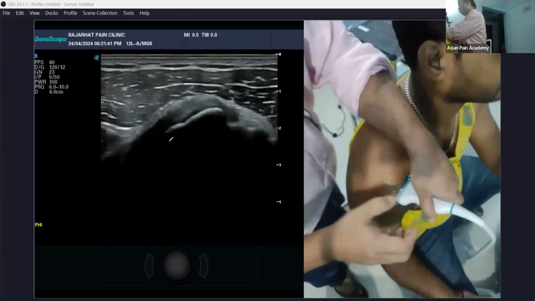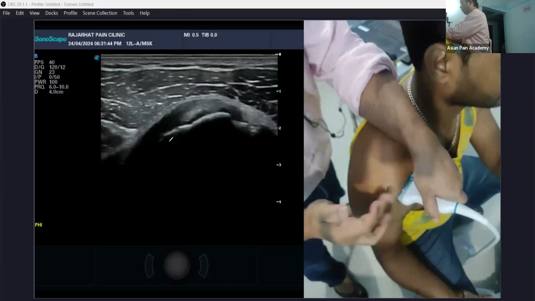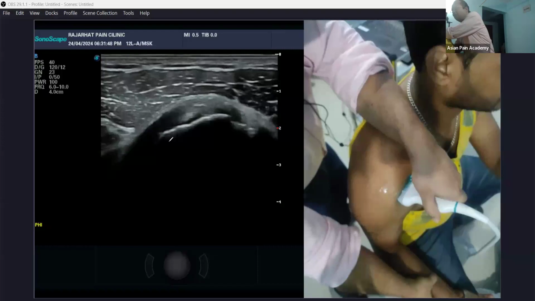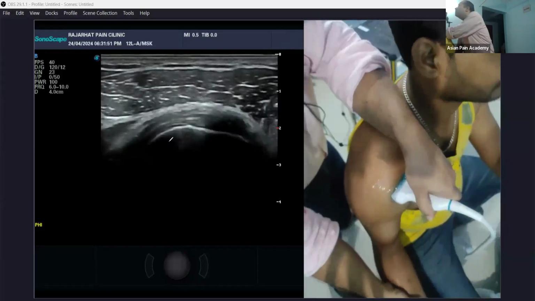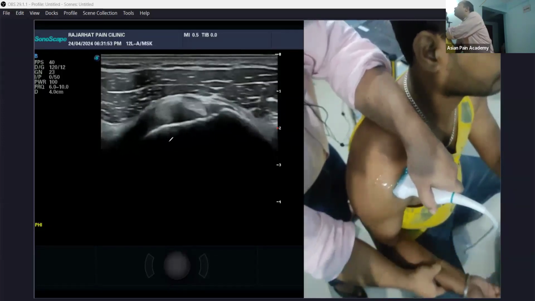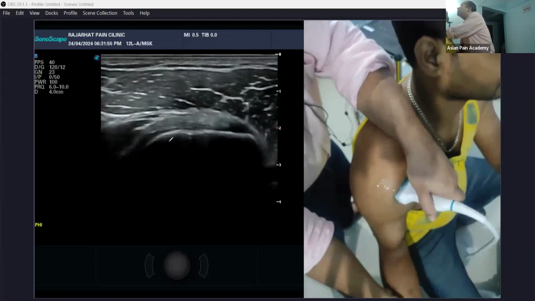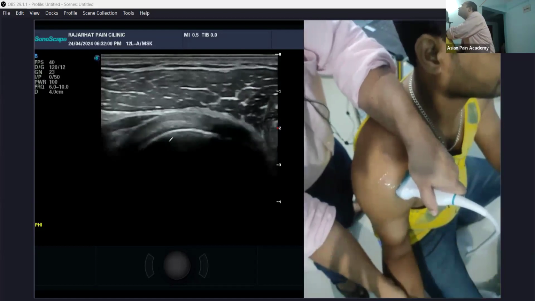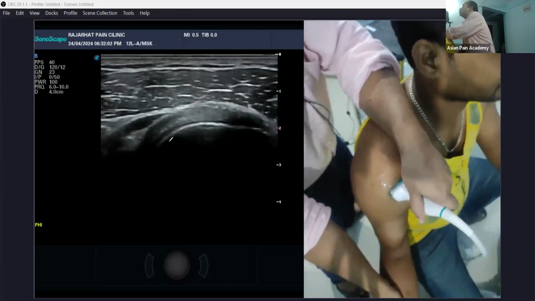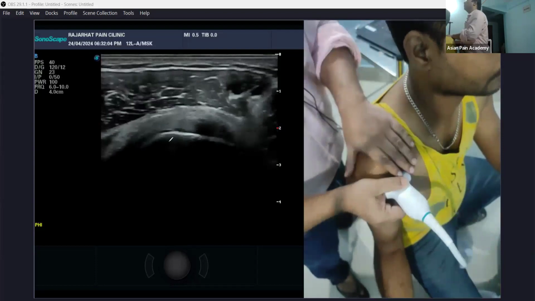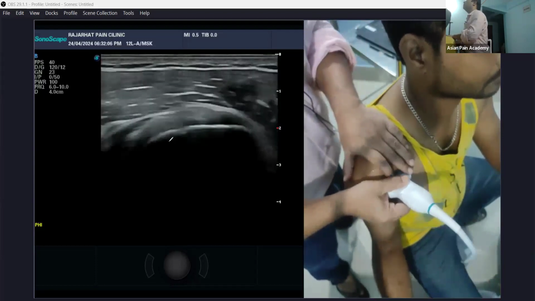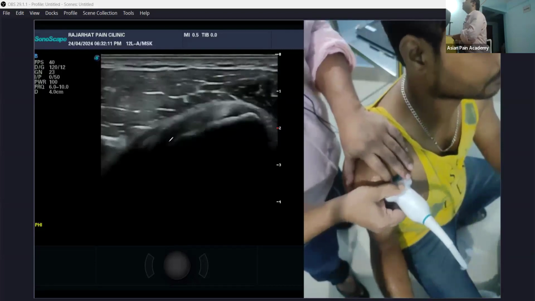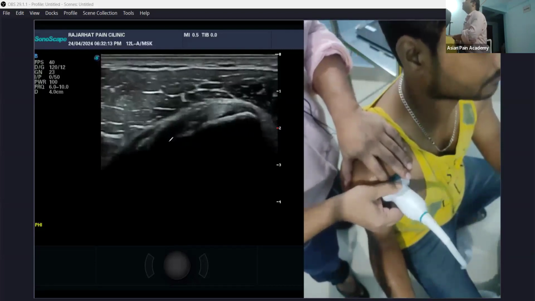We want to see a bit more of the tendon, so we have to rotate the head of the humerus in this way. If we do the external rotation of the hand, you can see that this tendon is moving. So we will rotate it externally so that we can see the whole tendon. You see the whole tendon. This is the whole tendon of subscapularis.